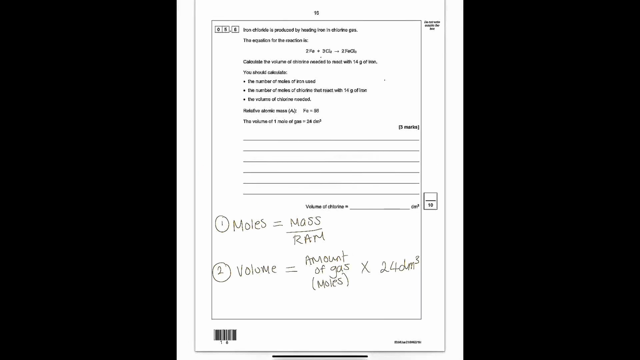Hello there everyone, I'm going to go through a chemistry calculation based on calculating gas volumes, and this is for triple chemistry, and this question did come up on last year's paper and it may come up again. So let's go through the exam question.